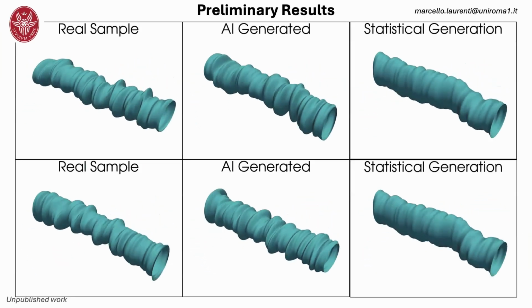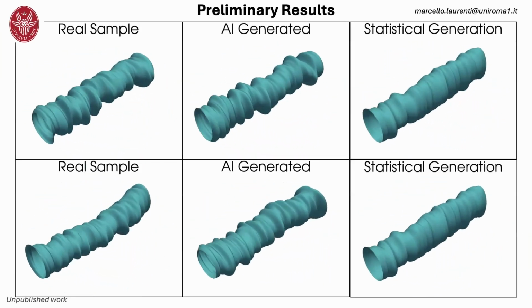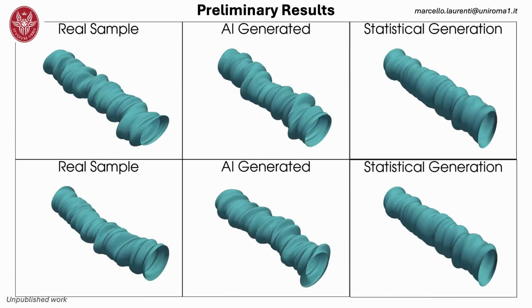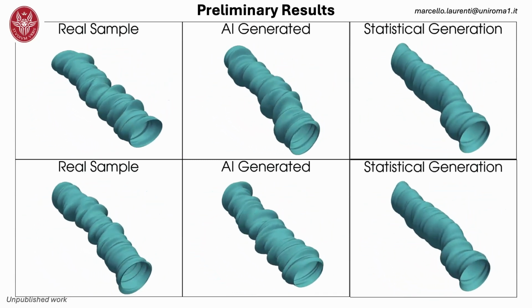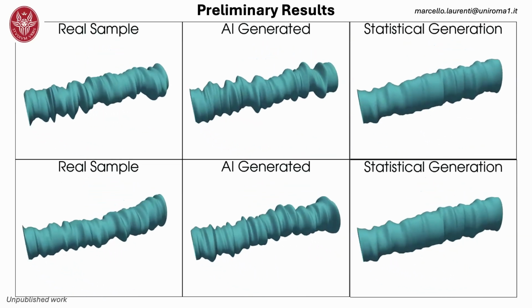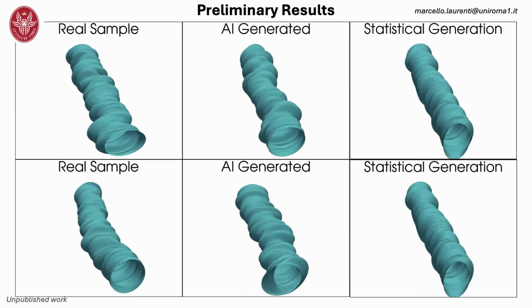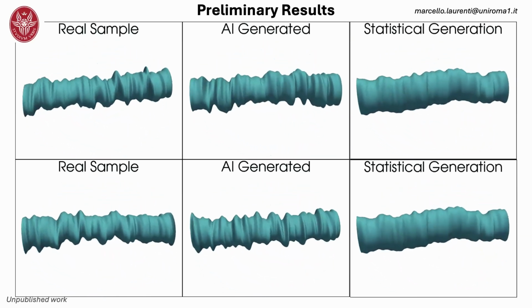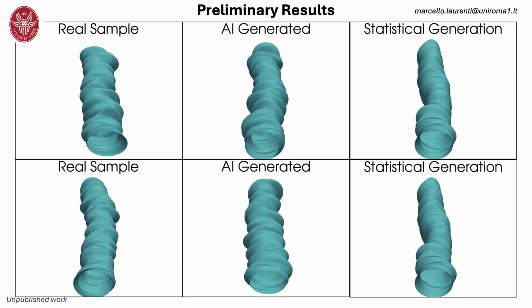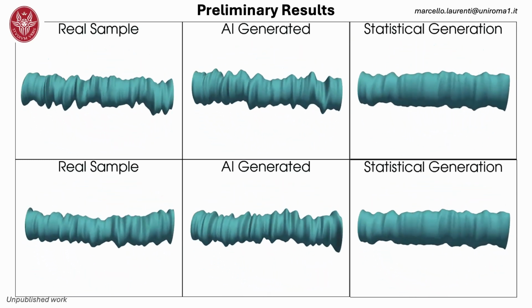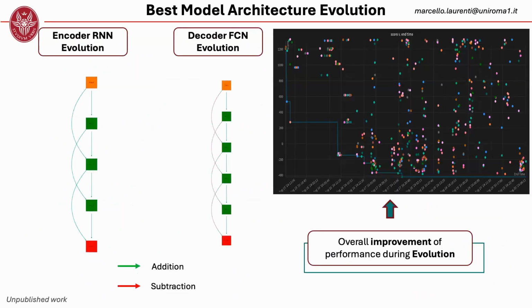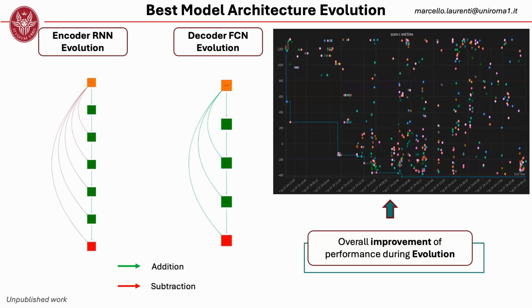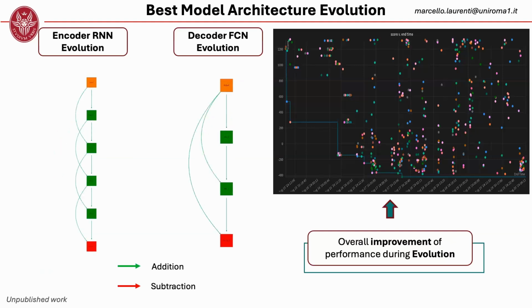And those are the preliminary results of our developed and trained neural network. As you can see, the AI-generated samples are very, very similar to the real ones and much better than the statistical generation. I'm a little bit biased, but maybe without the label you could not tell them apart.